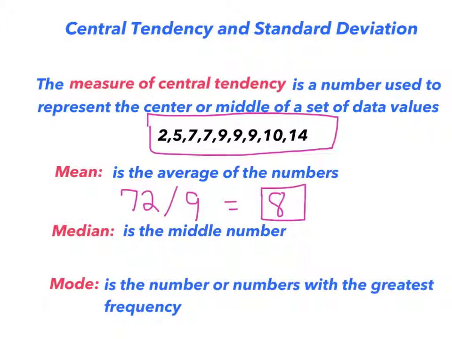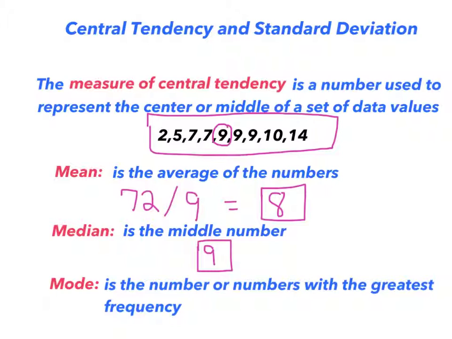And if you remember, the median is the middle number. Now remember, to find the middle number, you always have to have your values in order from least to greatest or greatest to least. And we have it in order already. And so since we have 9 data values, we know the fifth number will be our middle number. So 9 is our median. Now remember, if we have an even set of data values, you have to take the average of the two middle numbers to find the median.